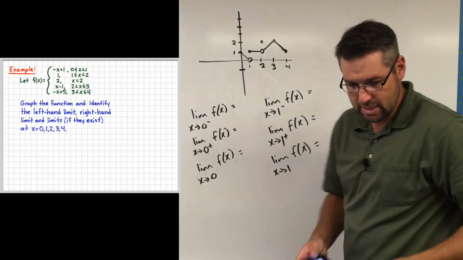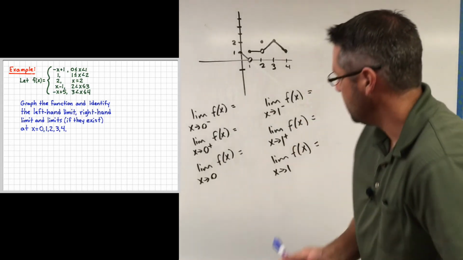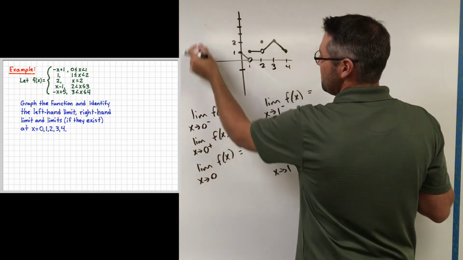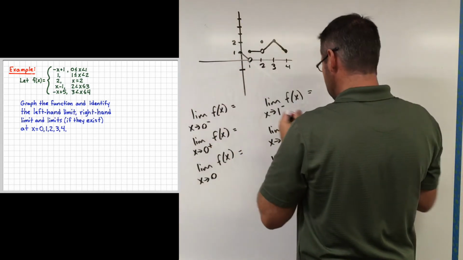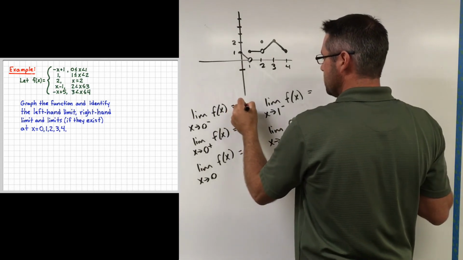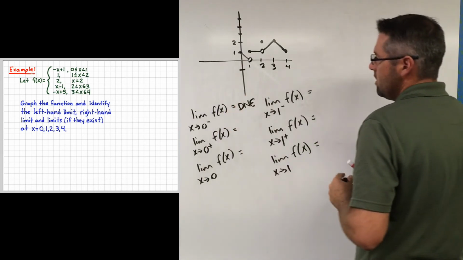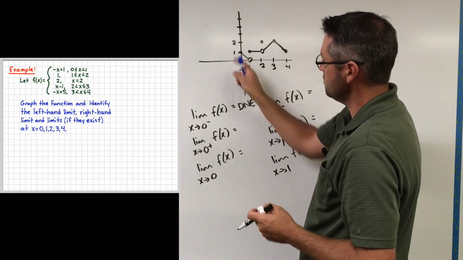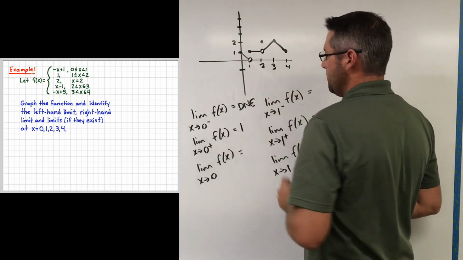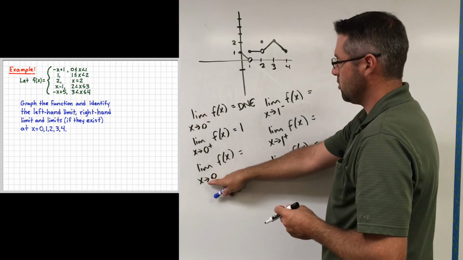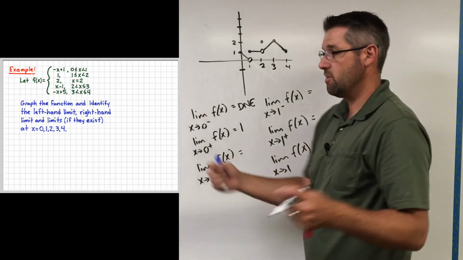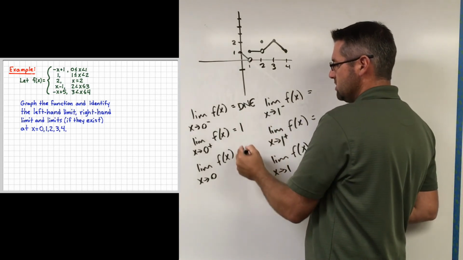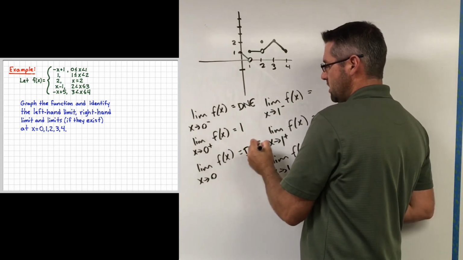So what is happening as x approaches 0 from the left? Well, there's nothing going on to the left of that. So this one is a does not exist. Okay. The limit as x approaches 0 from the right, so from right to left, what is it getting closer to? It's getting closer to 1. What's the limit as x approaches 0 overall? Well, remember, for that to happen, the two limits from the left and right have to be the same. Since that one does not exist, that one does not exist.